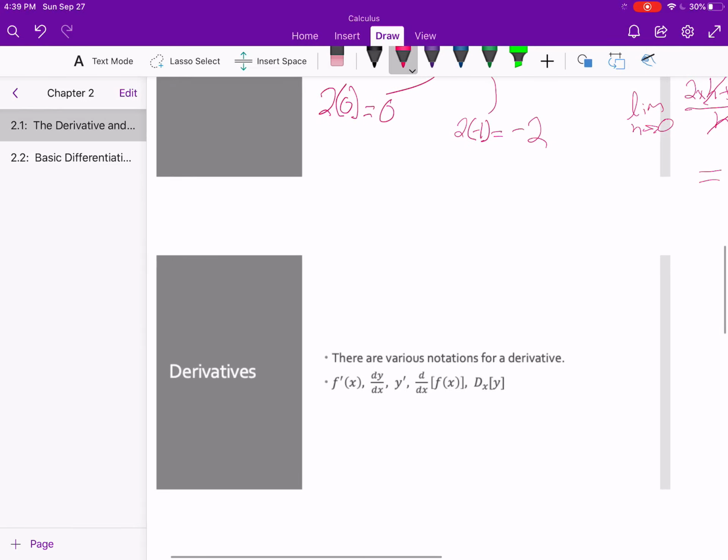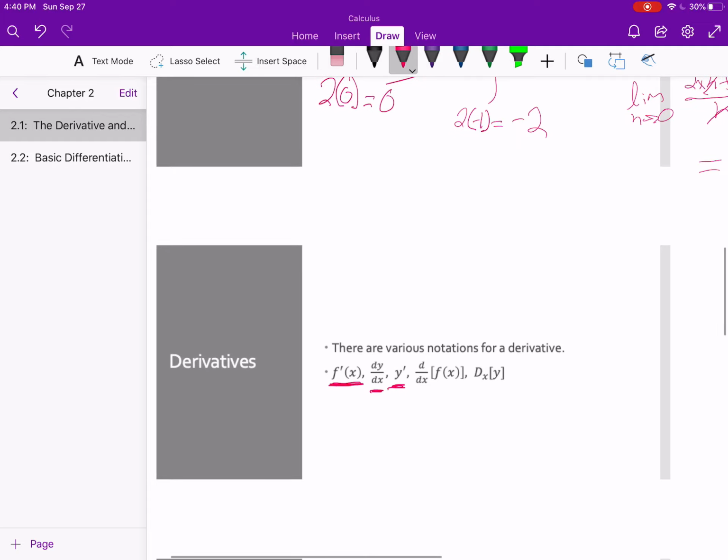Notice that you'll see a bunch of different ways to signify a derivative. The most common ones are going to be f prime of x, dy dx, and y prime. You'll also see d dx of f of x, or d dx y. Again, these three are going to be the most common that you are going to see. The way this one is read, dy dx, it means the change in y with respect to x.